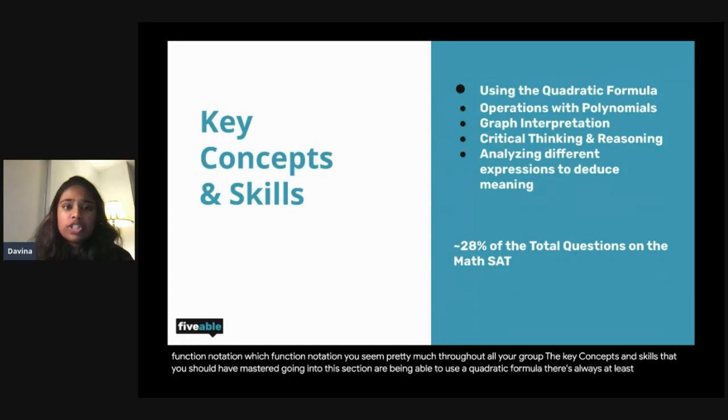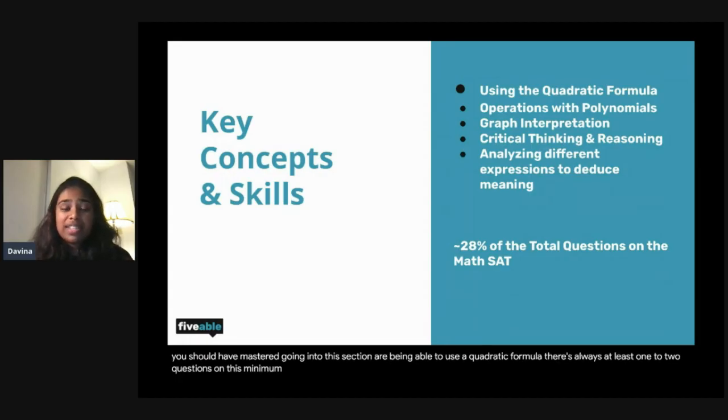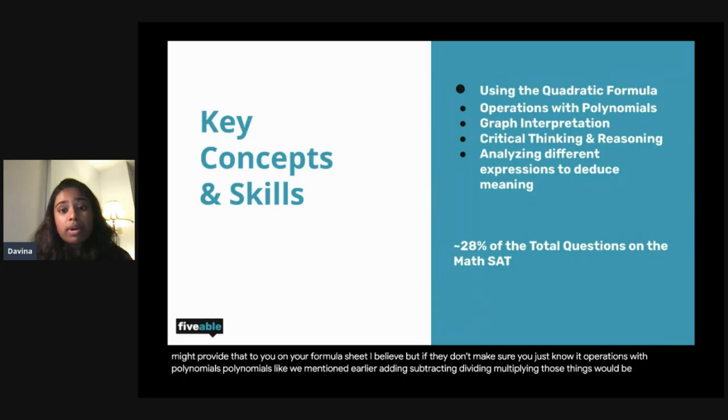There's always at least 1 to 2 questions on the SAT math section that use the quadratic formula, so make sure you know how to use it. They might provide it on your formula sheet, I believe, but if they don't, make sure you just know it. Operations with polynomials, like we mentioned earlier, adding, subtracting, dividing, multiplying, those things would be great to remember.